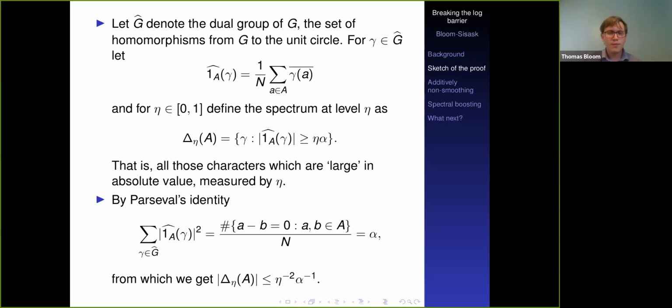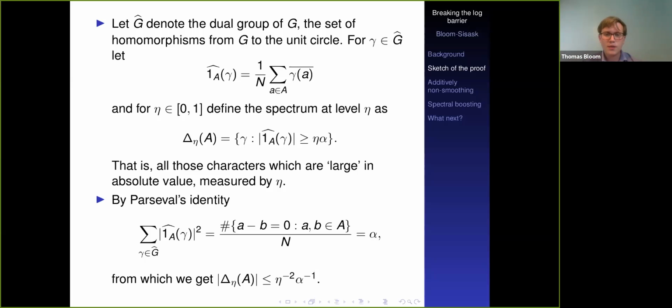And for future note, let me just point out there's the following easy fact about the large spectrum. By Parseval's identity, if I sum over the whole group the absolute value of the Fourier transform squared, and I change the order of summation and use orthogonality, then it turns out that's just counting the number of solutions to the rather simple equation a minus b equals 0, again normalized by dividing by n, which is just equal to alpha. If you combine that with the definition of the large spectrum, you get that the size of delta eta is at most eta to the minus 2, alpha to the minus 1. So it's quite easy to get an upper bound on the size of the spectrum by Parseval's identity.